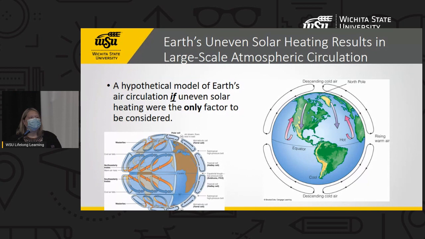What we actually have is three major circulation cells in the Northern Hemisphere and three in the Southern Hemisphere. And this is due to something called the Coriolis effect.